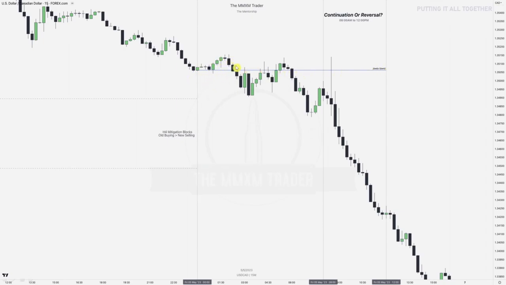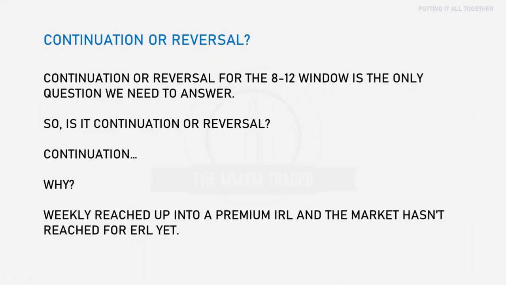We can see accumulation of short orders above marketplace over here. And then, is there any significant buy stop or sell stop ran already? And is there a new target? So asking yourself continuation or reversal, what is more likely to happen in that 8 a.m. to 12 p.m. time window is the only question you need to answer for yourself.